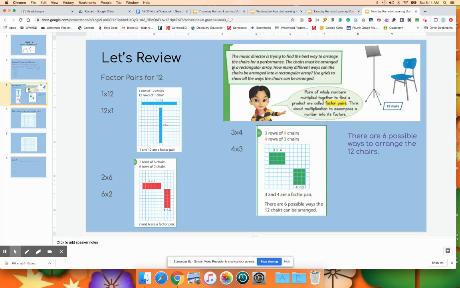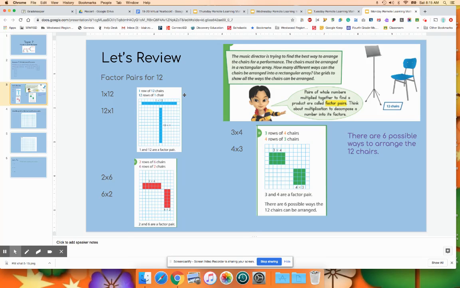So here, the music director is trying to find the best way to arrange the chairs for a performance. The chairs must be arranged in a rectangular array. How many different ways can the chairs be arranged into a rectangular array? Use grids to show all the ways the chairs can be arranged. So there are 12 chairs. So essentially they're asking how many ways can you arrange 12, or how many factor pairs are there of 12?